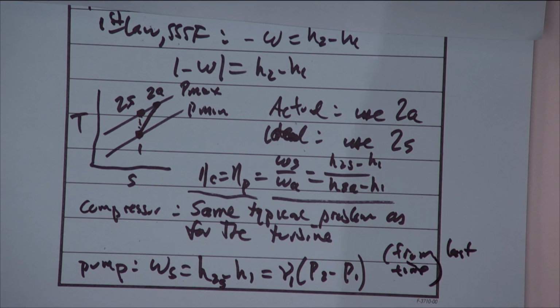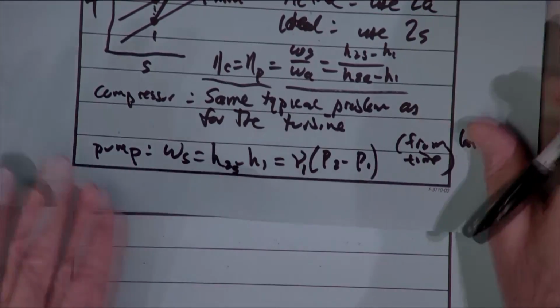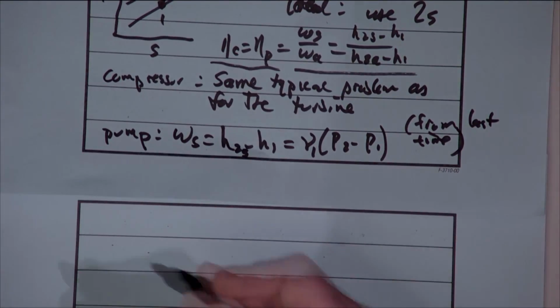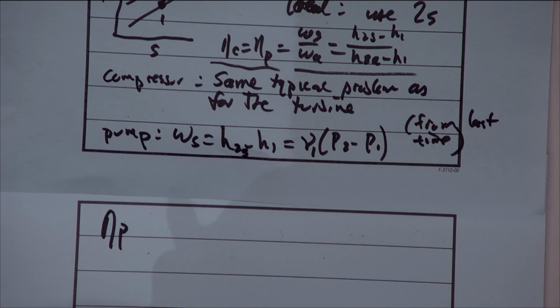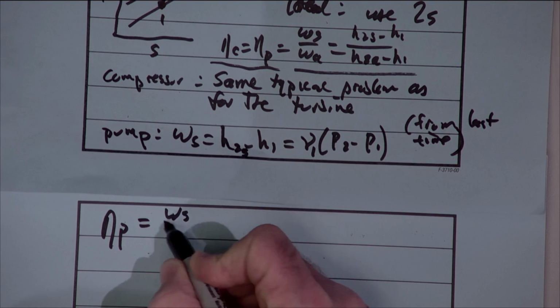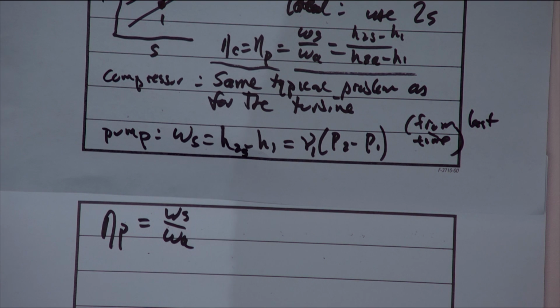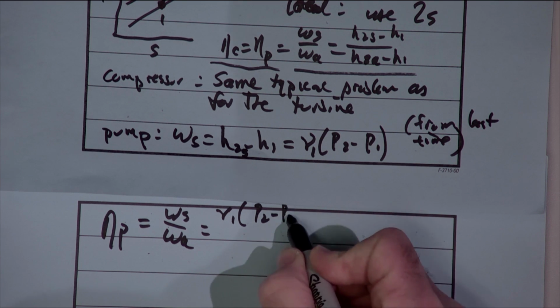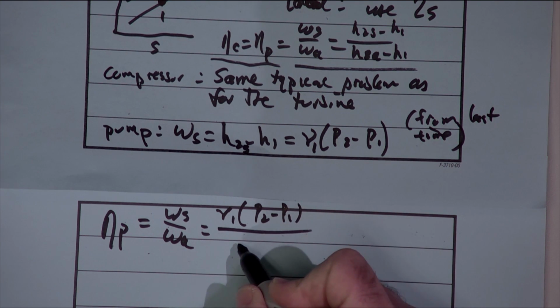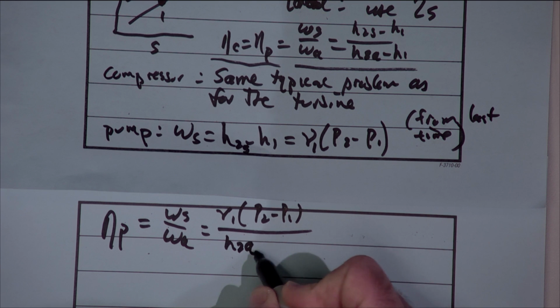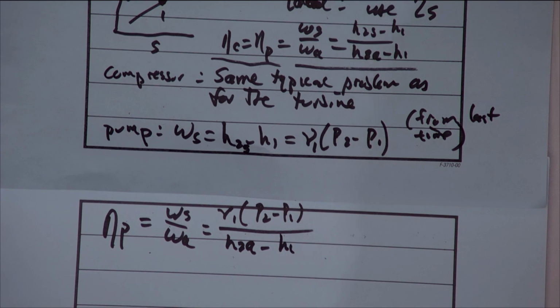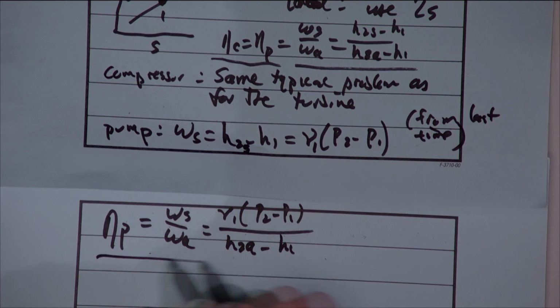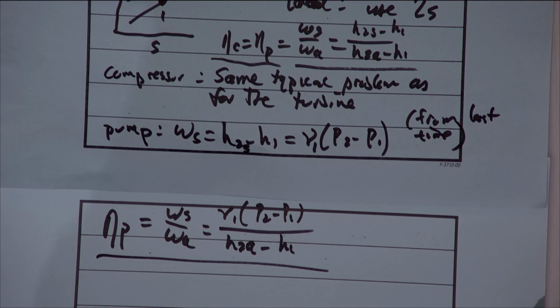Okay. So that does ever so slightly change my efficiency equation, doesn't it? The pump's isentropic efficiency is still the ideal over the actual work. I mean, that doesn't change. But the ideal work, instead of being H2S minus H1, we now have V1 times the pressure difference, P2 minus P1, divided by H2 actual minus H1. So this is the equation we would use for a pump.